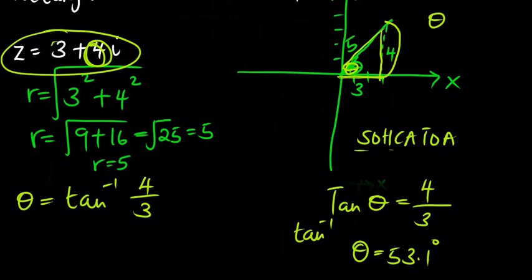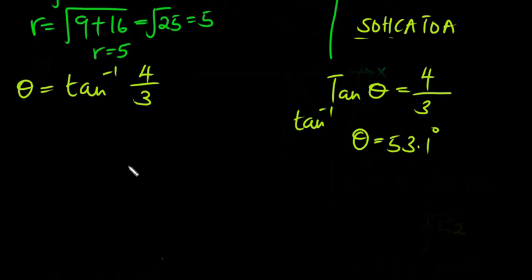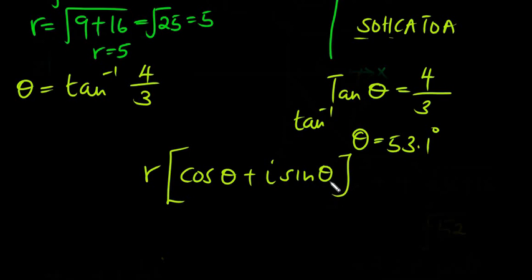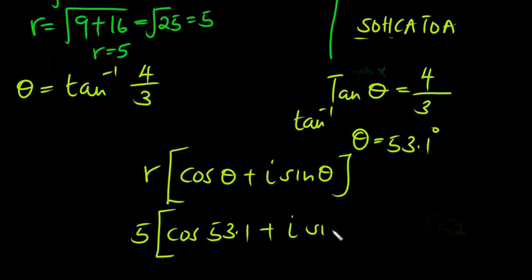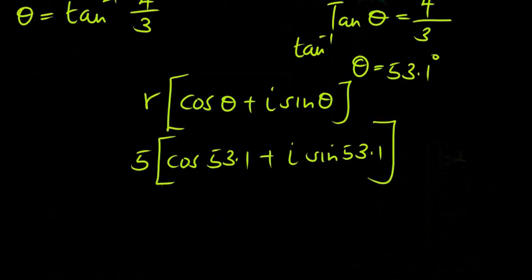Now we are going to write it in polar form. Our formula was r(cos theta plus i sin theta). So the value of r is 5, and then cos 53.1 plus i sin 53.1, and that is the polar form of that complex number. Let's look at another example.